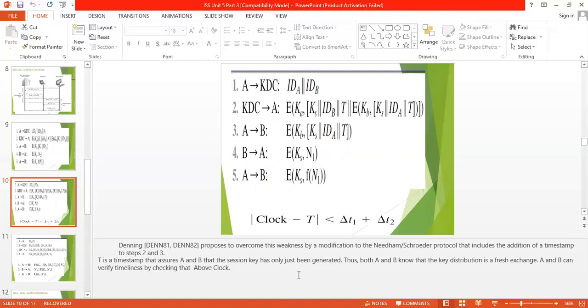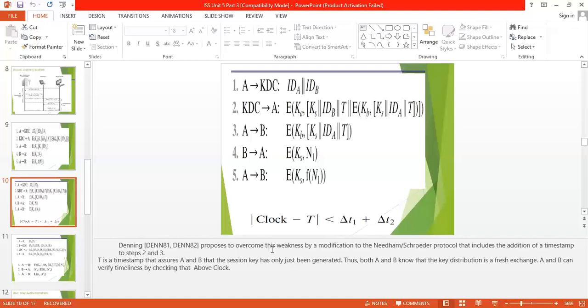The weakness of the above is modification, or we can say forgery. So we change the data using the timestamp. The timestamps are included in step 2 and step 3. The timestamp assures A and B that the session key had just been generated. So both A and B know that the key distribution is a fresh exchange. A and B can verify timeliness by checking the clock. This is the clock check from time to time.